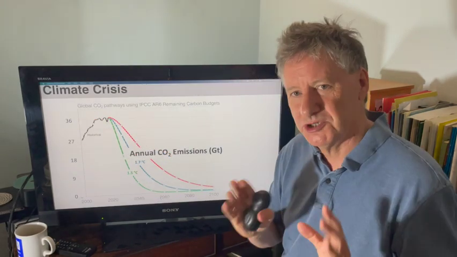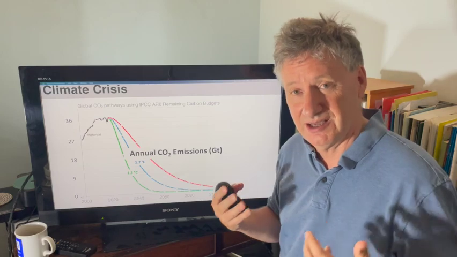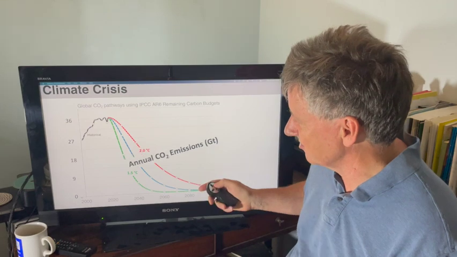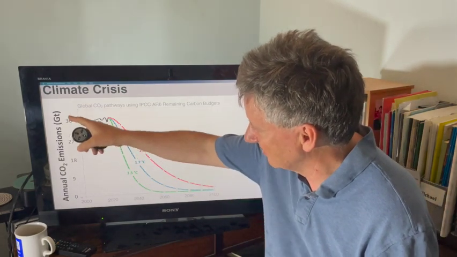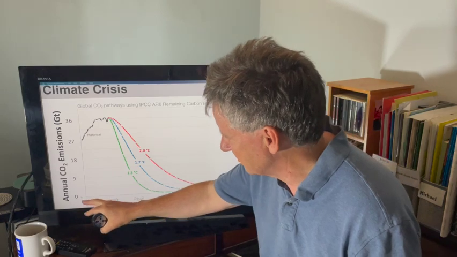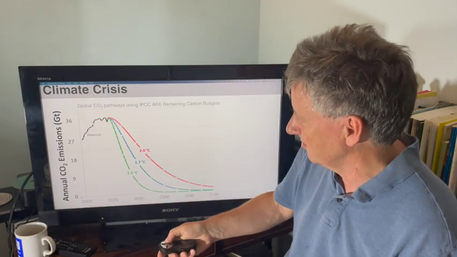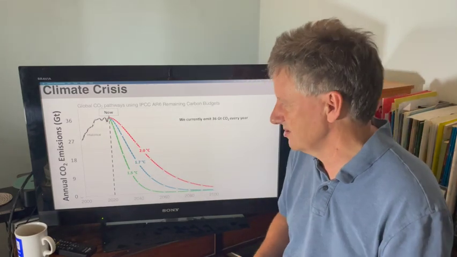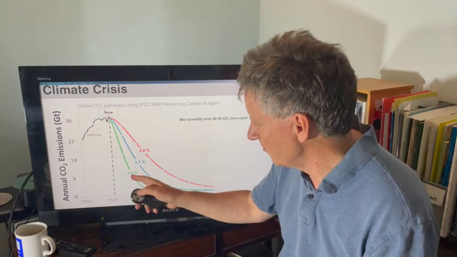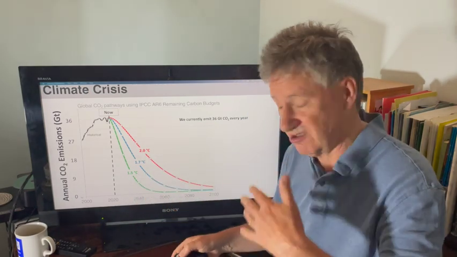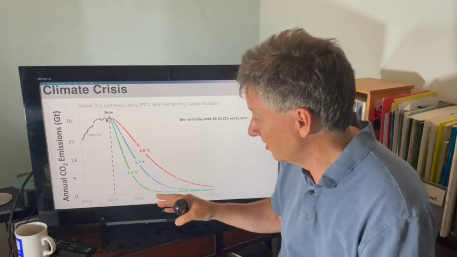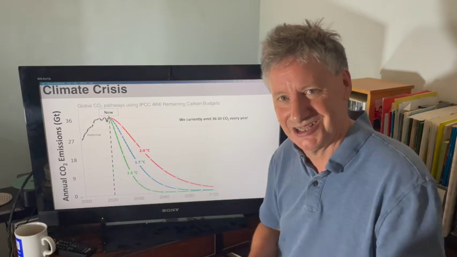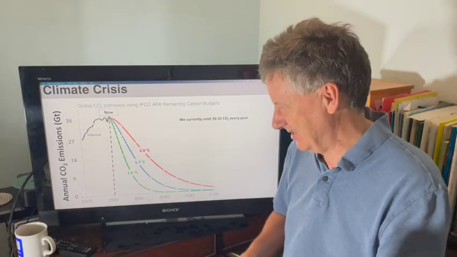So let me just show you what you need to do to limit global temperature rise. So these are annual CO2 emissions. You remember we're back at 36 gigatons, 36 billion tons, and this is from the year 2000. This shows the historical record. So that's now. We're currently emitting 36 billion tons a year. And in order to limit warming to 1.5 degrees Celsius on average over the globe, we need to be emitting following this curve. We need dramatic cuts absolutely immediately.